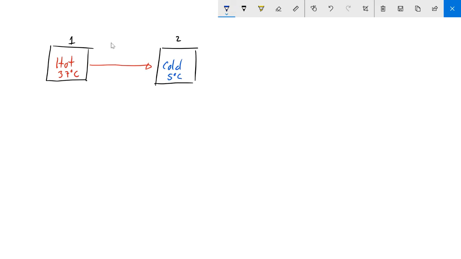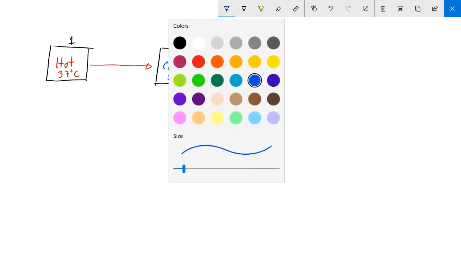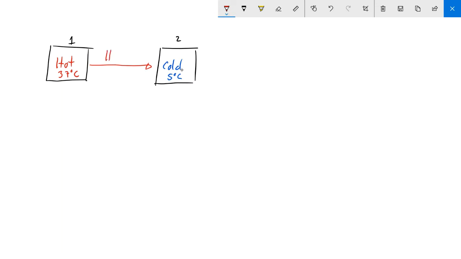We have these differences in temperature, and thermal energy will flow from hot to cold. And that movement of thermal energy is what we call heat. So the heat is the movement of thermal energy from a hot object to a cold object.